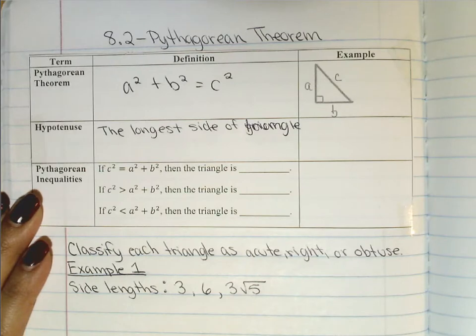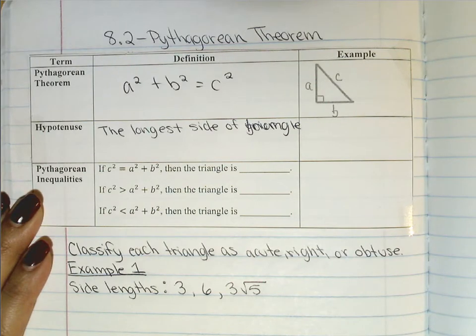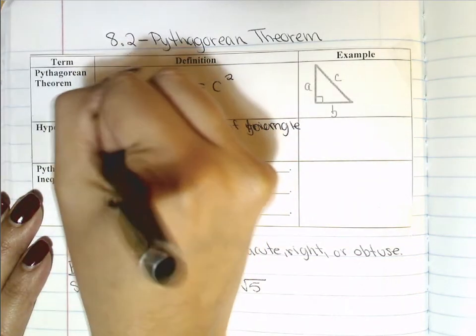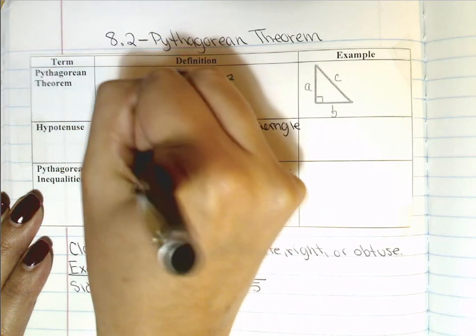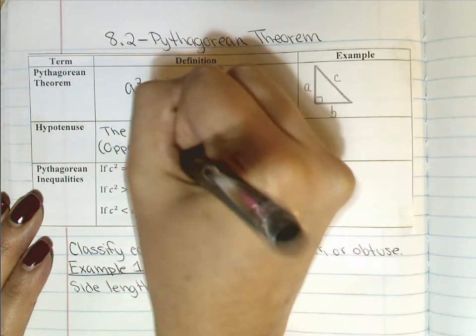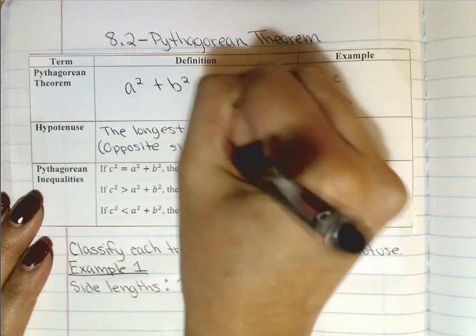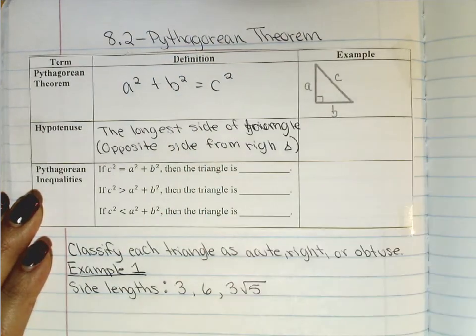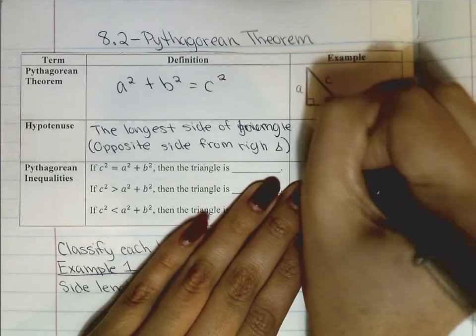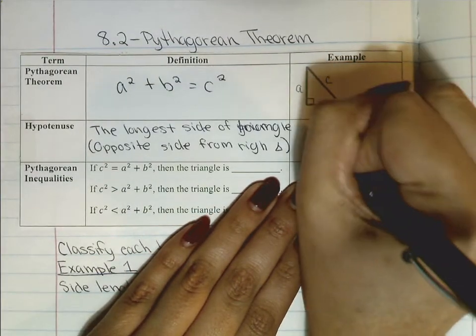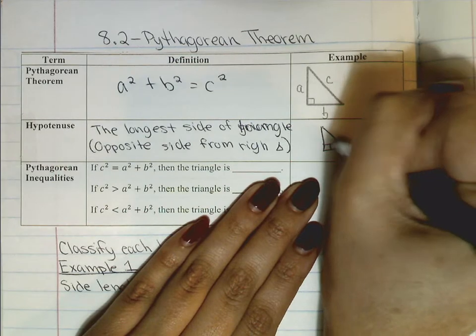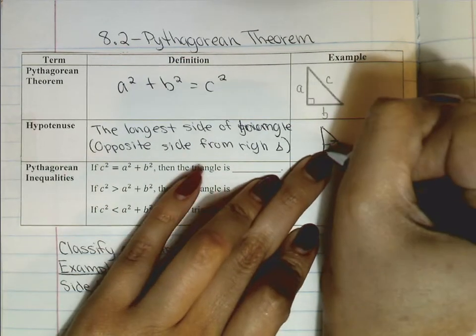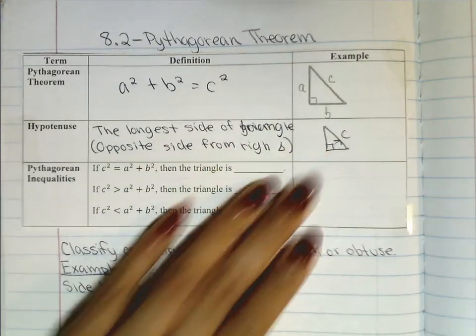So just put the longest side of the triangle, and you can also think about it as the side opposite from the right angle. Okay, so every time you have a right triangle, the hypotenuse is always opposite from the right angle. If it's hard for you to tell which one is the longest, you can also tell by that.